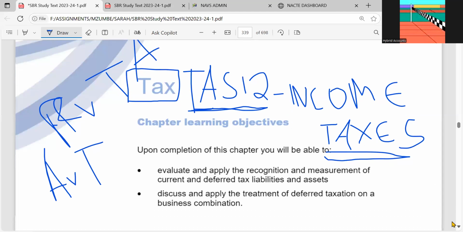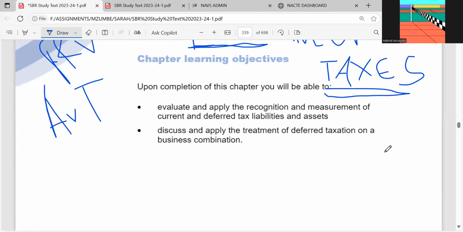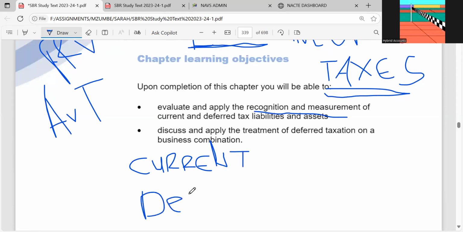All right, so if you look at this, we say upon completion, you would have to understand how to apply the recognition and measurement of current and deferred tax liabilities, but also to apply the treatment of deferred taxation on a business combination. Simply speaking, we'll be discussing two types of taxes. The current tax is the tax for the current period, right? But also we'll speak of something called the deferred tax component.